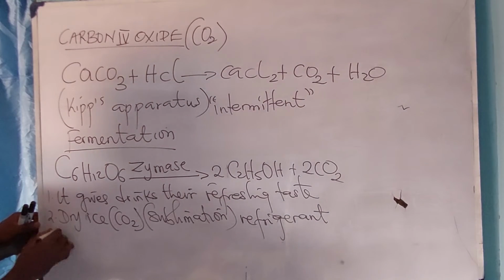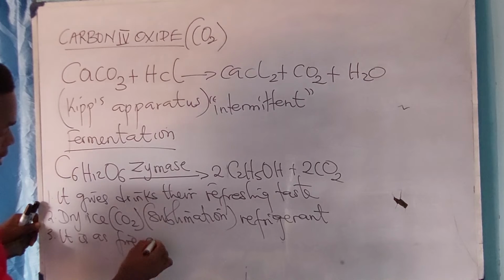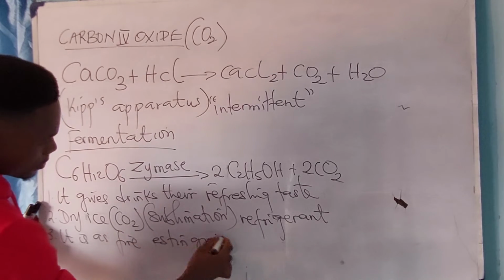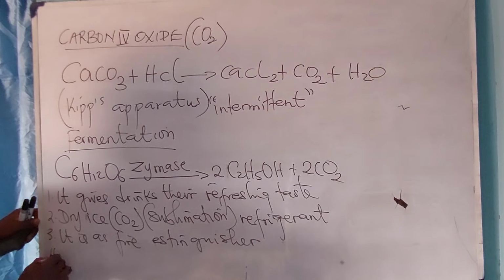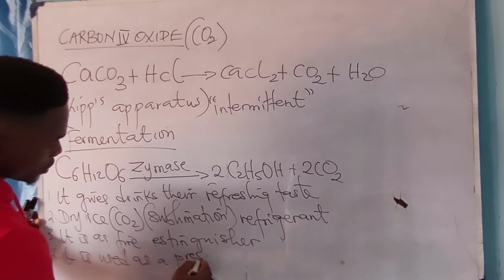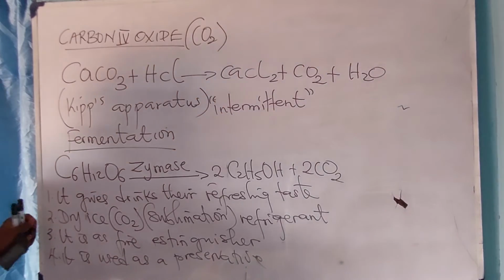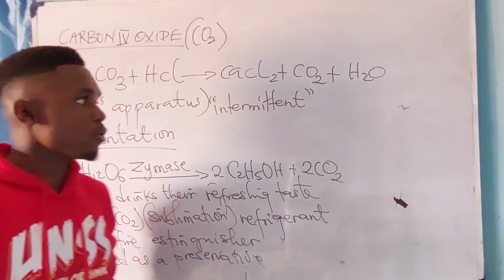Now three, it is used as a fire extinguisher. Four, it is used as a preservative. Please take note of that. Why is it used as a fire extinguisher? It is used as a fire extinguisher because it does not support combustion.